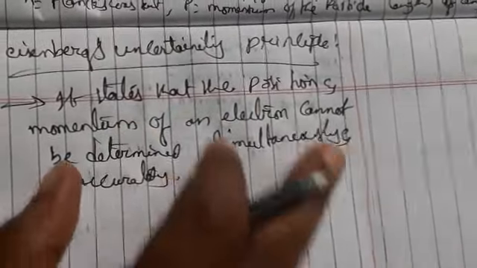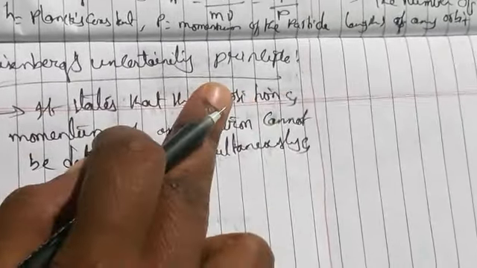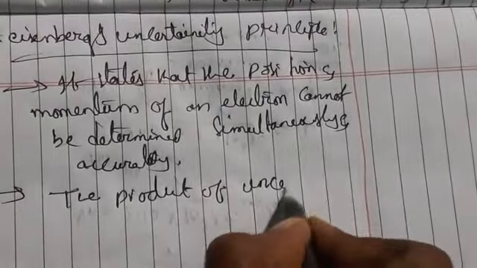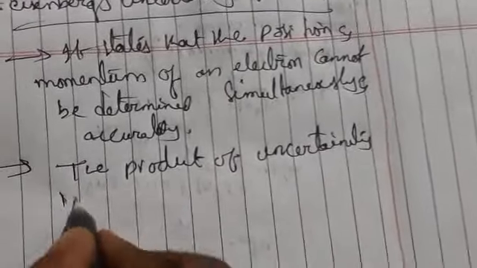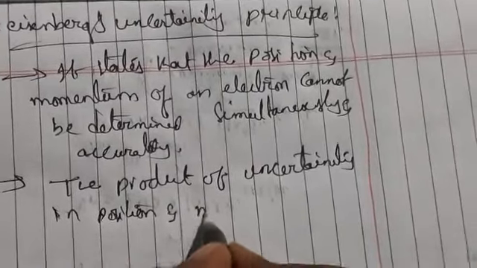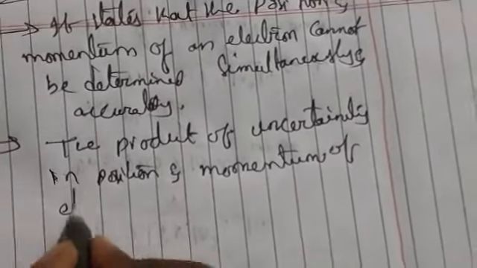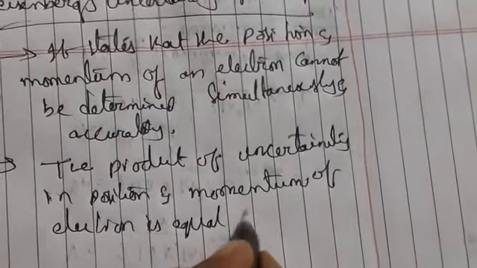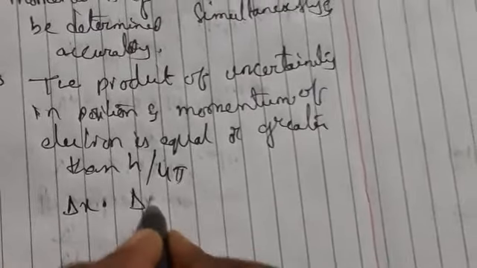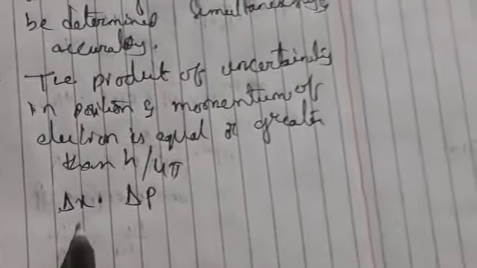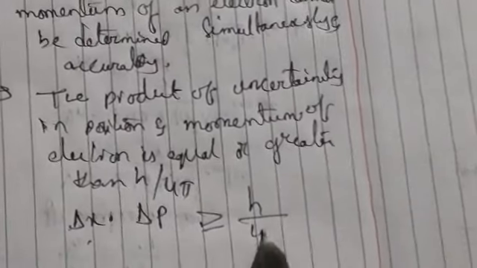Meaning, the momentum of a moving electron and the position of the electron cannot be determined at the same time and accurately. That was stated by the Heisenberg uncertainty principle. So the uncertainty principle is nothing but that the product of uncertainty in position and momentum of an electron is equal to or greater than h by 4 pi. So delta x times delta p is greater than or equal to h by 4 pi.